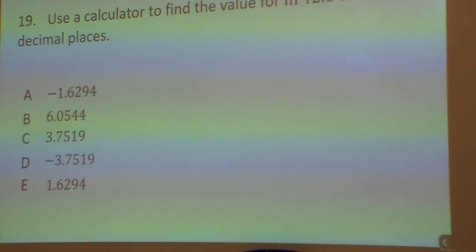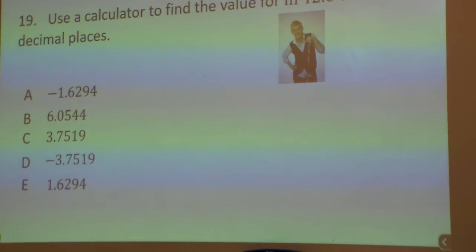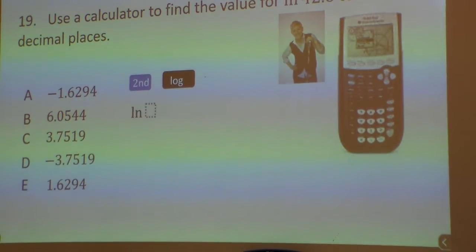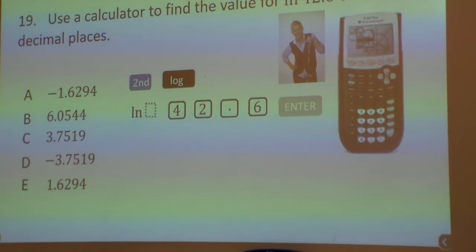Okay, here we're just going to use the calculator. Find ln 42.6 to 4 decimal places. So, looking for ln, use the calculator. Basically it's second log, which is your ln button. Then you're going to type in the 42.6, enter, and we know that this is what it's going to equal.